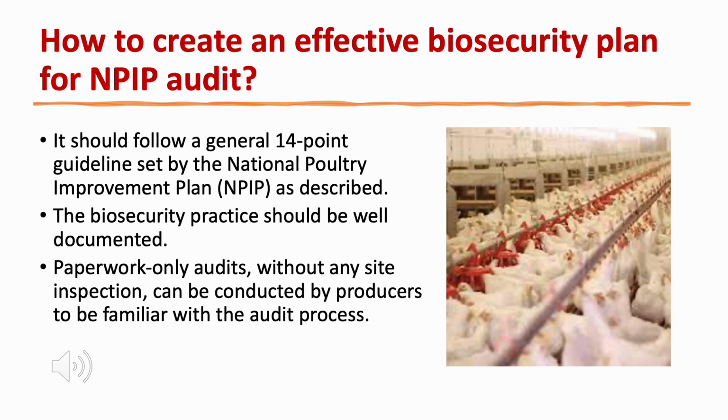How to create an effective biosecurity plan for an NPIP audit? It should follow a general 14-point guideline set by the National Poultry Improvement Plan, NPIP, as described. The biosecurity practice should be well documented. Paperwork-only audits, without any site inspection, can be conducted by producers to become familiar with the audit process.